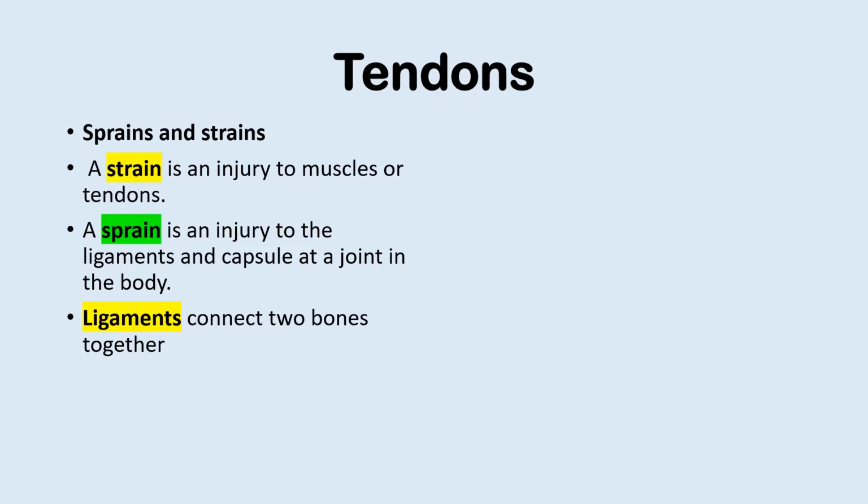The anterior cruciate ligament is called cruciate because it looks like a cross. There are two of them, anterior and posterior, and they actually hold the knee in place. So the two ends are very, very tough tissue attached to the two bones, and if there's an injury to the ligament, that's called a sprain. But if you injure the muscle or the tendon, that's a strain.